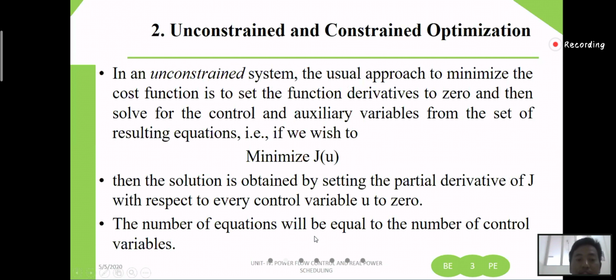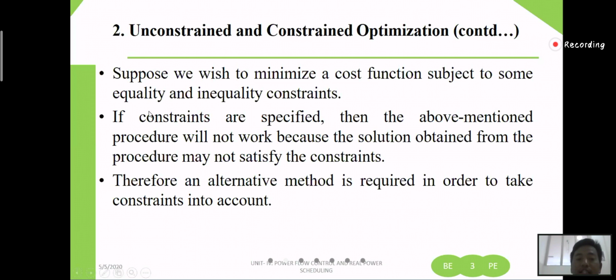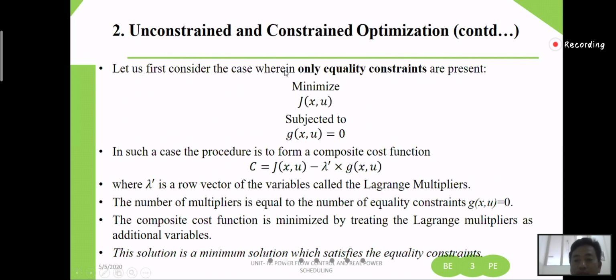So if you just use this unconstrained method and solve it, you will not get the required answer because we have not considered the equality and inequality constraints. Therefore an alternative method is required in order to take the constraints into account. Normally when you do an optimization, you will not go for this type of method, because in optimization we have to see all types of constraints like equality constraints and inequality constraints. So we have to consider an alternative method. We will try to solve it with one example.